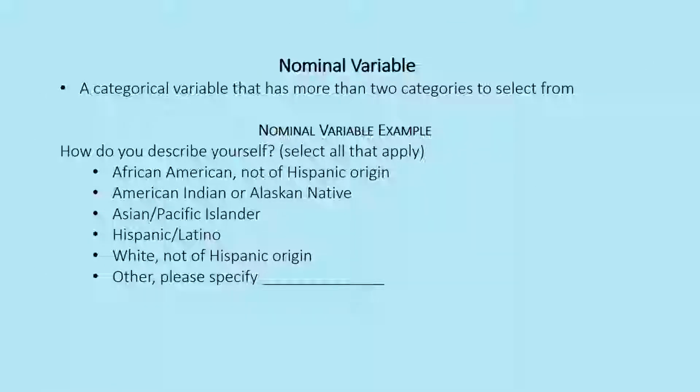When we look again at nominal variables, we know that they are categorical in design, and there must be two or more categories to select from. As an example, we look at: how would you describe yourself? African American, but not Hispanic, American Indian or Native Alaskan Indian, Asian Pacific Islander, Hispanic, white, or other.